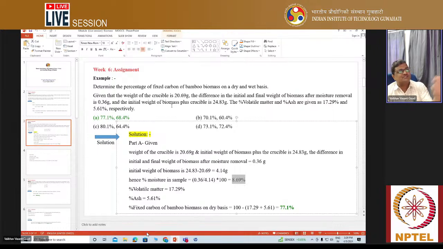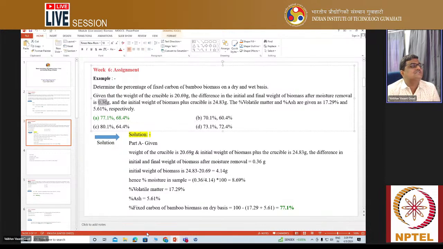Only here there is a slight twist, that we have indicated that the difference between the initial and the final weight of the biomass after moisture removal is this one. And the volatile matter as well as the ash content, everything is given. So now based on this, if you have to calculate the fixed carbon content, there is a simple formula given in the lecture as well. That is 100 minus the volatile matter plus ash content, because this is on the dry basis. So here we cannot account for the moisture.